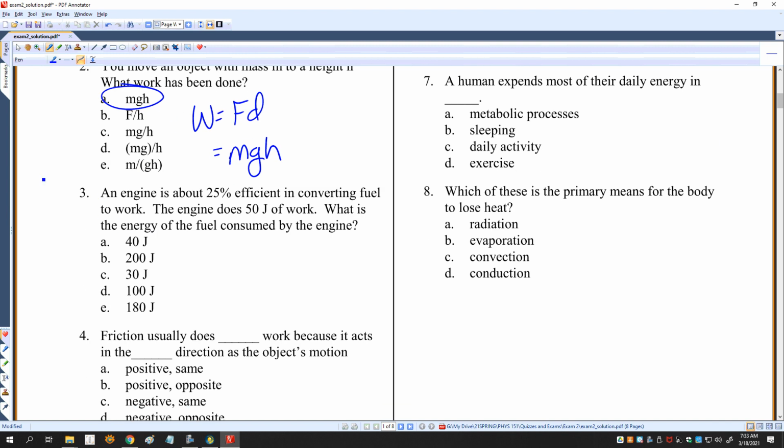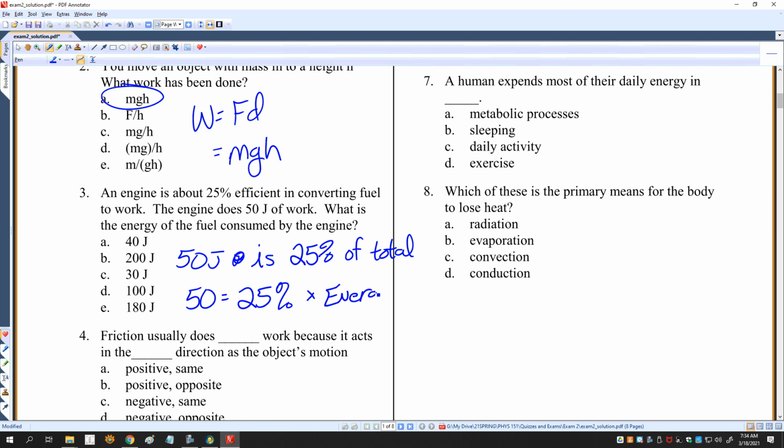An engine is about 25% efficient, converting fuel to work. The engine does 50 joules of work. What is the energy of the fuel consumed by the engine? So 50 joules is the usable work. 50 joules is 25% of the total fuel consumed. That means 50 is equal to 25% times my total energy, and 50 is equal to 1/4 of my energy. So my total energy is equal to 50 times 4, or 200 joules.